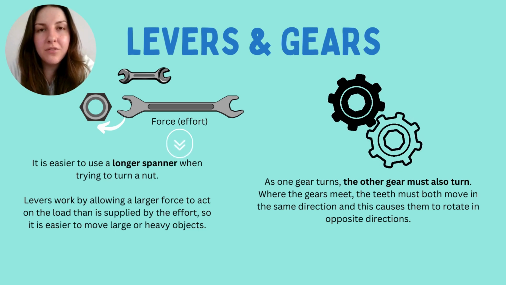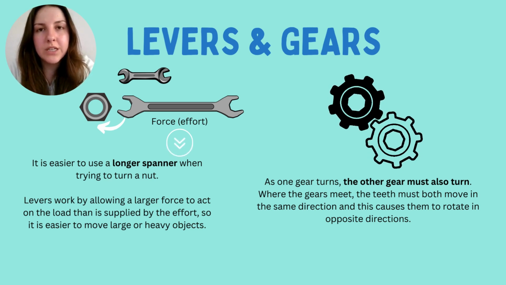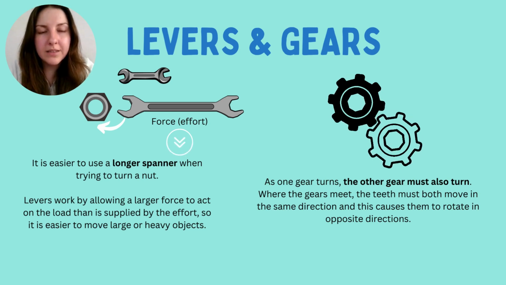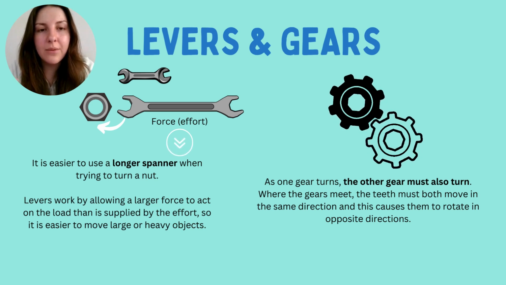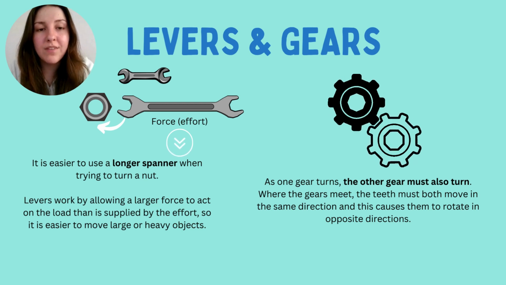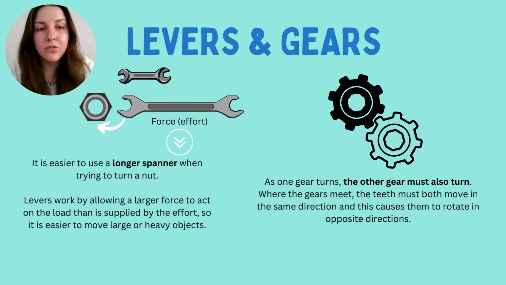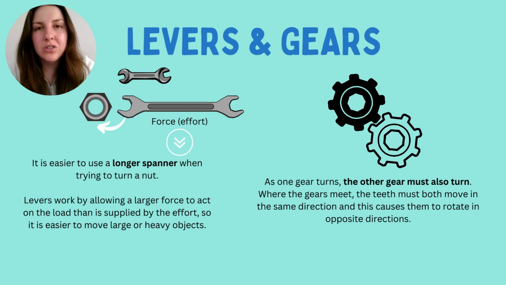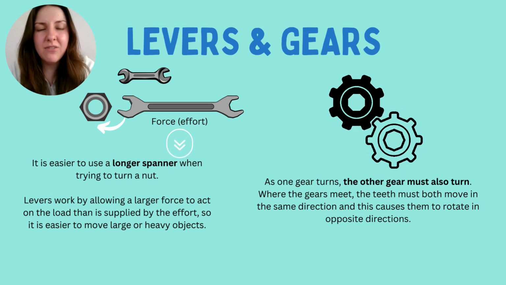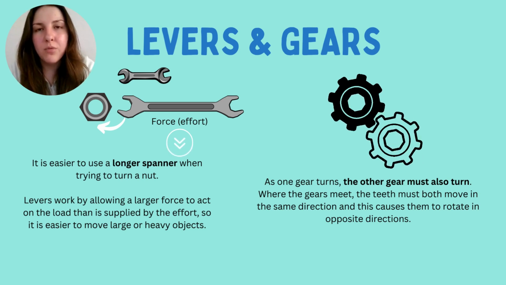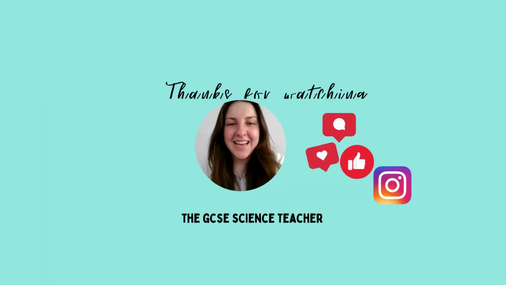The same can be said for gears. Gears are found in loads of different objects that have turning cogs, which you can see here. All that needs to happen is you'd have a smaller cog working with a larger cog, and their teeth, those little protruding bits, will connect inside one another and help them to rotate. Where the gears meet, the teeth must both move in the same direction, and this causes the gears to rotate in opposite directions. So you just need to be aware that levers and gears are key examples of where moments are found in different products.